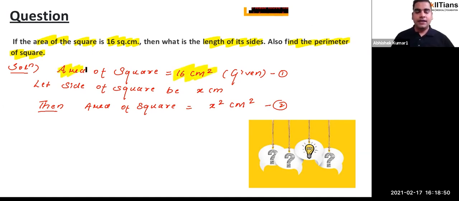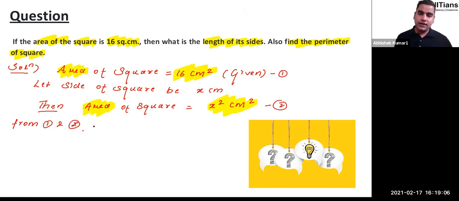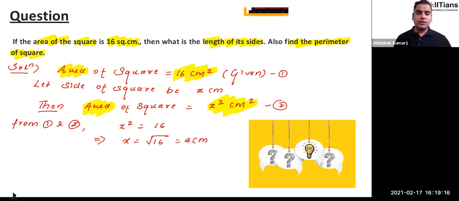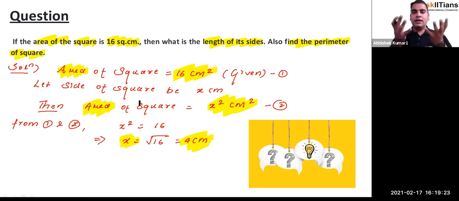The area which is given to me, equal to 16 centimeter square, and the area that I calculated in terms of the side of the square must both be the same because we are talking about the same square. So we can equate 1 and 2. From 1 and 2, I will have x square equal to 16. So x is equal to square root of 16, which is 4 centimeter. Because we are talking about the length of the side of a square, you have to consider only the positive value. So the length of its side is 4 centimeter.